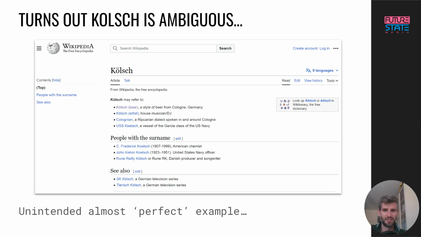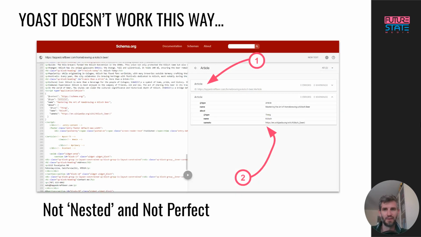But yeah, Wikipedia recognizes that Kolsch is an ambiguous term and therefore seeks to clarify that ambiguity, by providing individual pages and a page that shows that you could be talking about one of these things, which is really important, really interesting, because it kind of just shines a light on the fact that this is an issue.